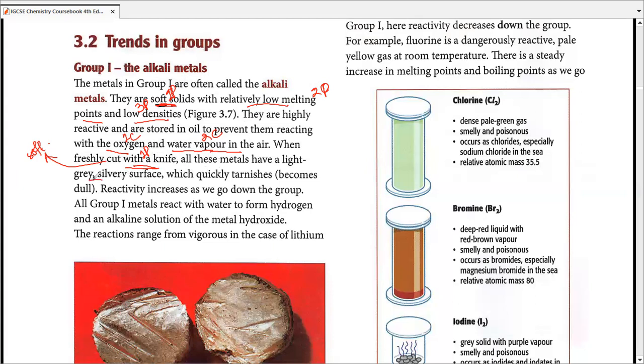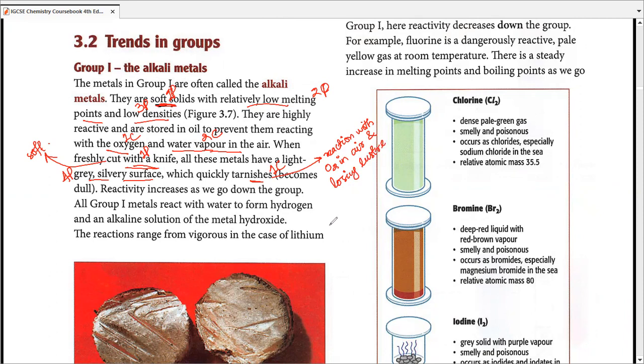All of these metals have a light gray silvery surface. So this is again a shiny property. We're going to mark it as the fourth physical property, 4p. It quickly tarnishes, becomes dull, because it reacts with oxygen in the air. So to be honest, tarnishing is the first chemical property: reaction with O2 in air and losing luster. All right. So it loses its luster.